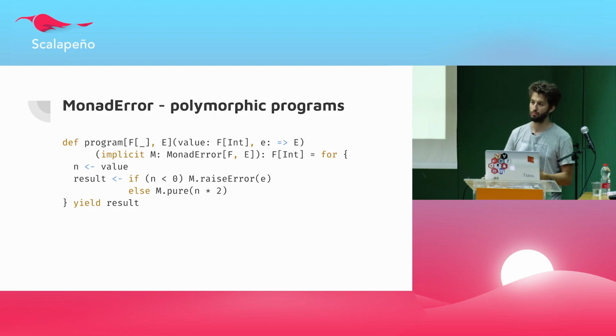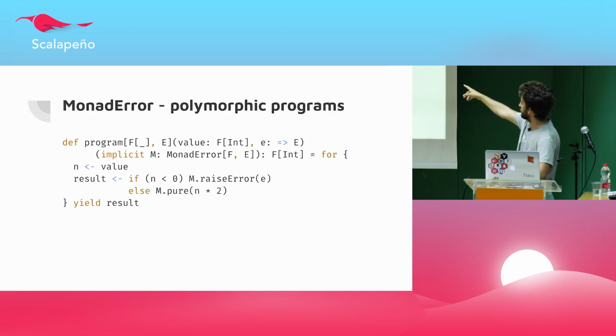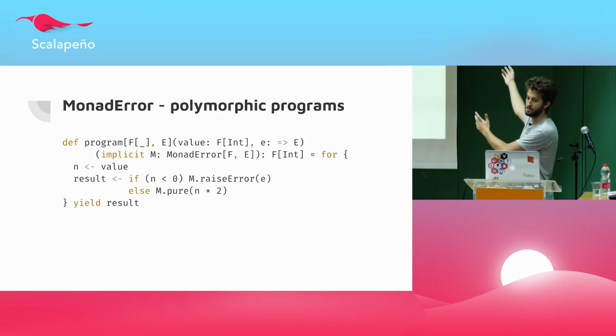We can also do even more polymorphic programs. So we have, for example, here a program that is not only polymorphic in the type constructor f, but it's also polymorphic in the error type. So we could call this program not just with types that support the error type we had right here, we can use it for any type E.